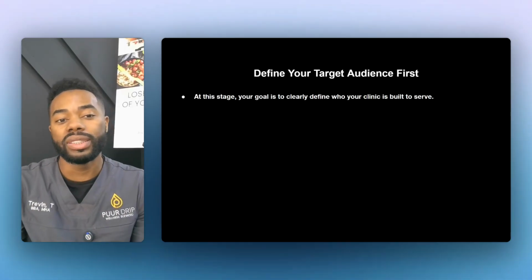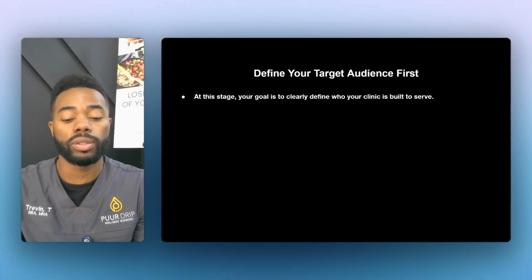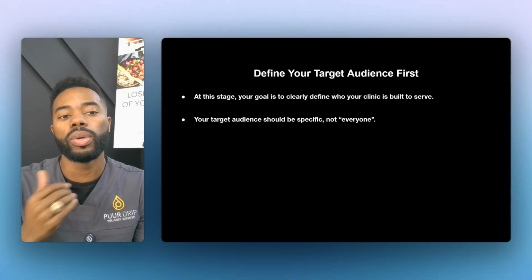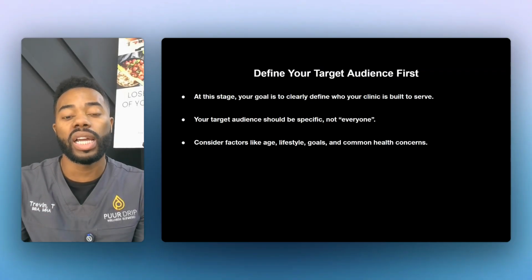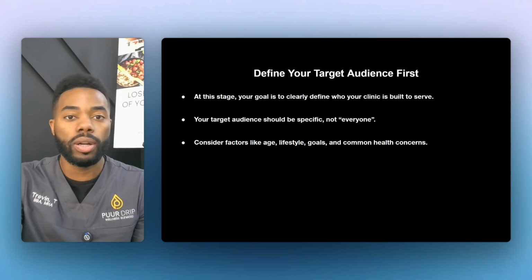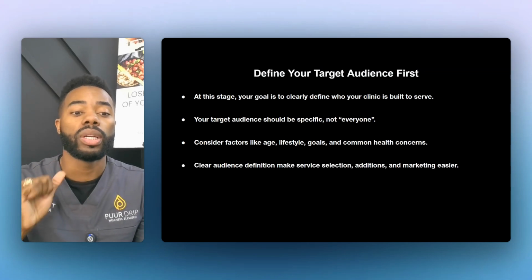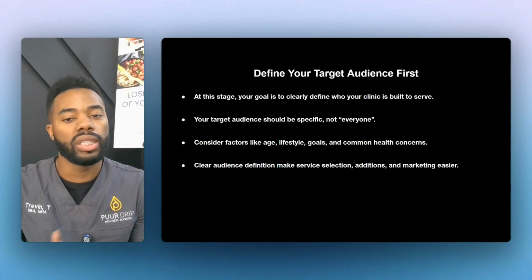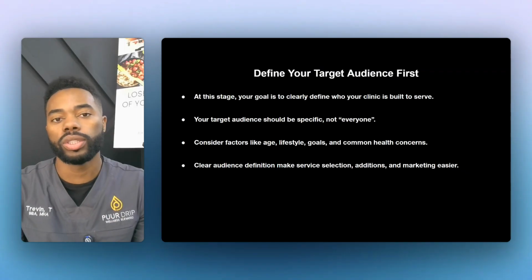At this stage, your goal is to clearly define who your clinic is built to serve. You want your target audience to be specific. You don't want it to be everyone. You want to consider factors like age, lifestyle, goals, and common health concerns that are happening around you and in your community. A clear audience definition will make your service selection and any additions you make in your marketing a lot easier. So you're not trying to target everyone.